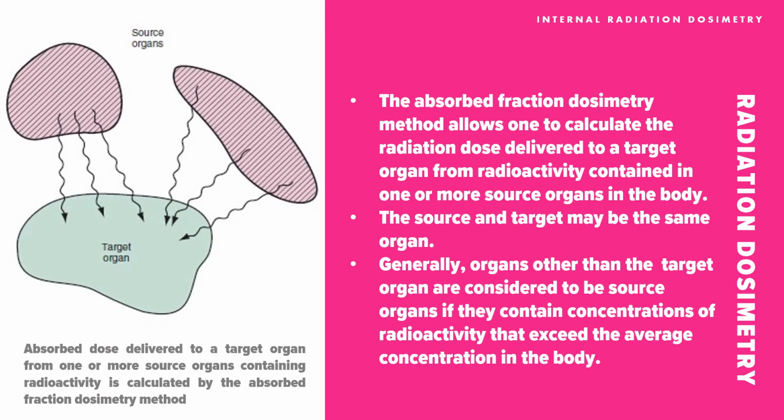Okay, if you look into this particular figure on the left side here, we have the target organ and the source organ. Usually the absorbed dose is delivered to a target organ from one or more source organs containing radioactivity. And you need to actually calculate the absorbed fraction dosimetry here, so how much of the dose can be absorbed by the target organ.